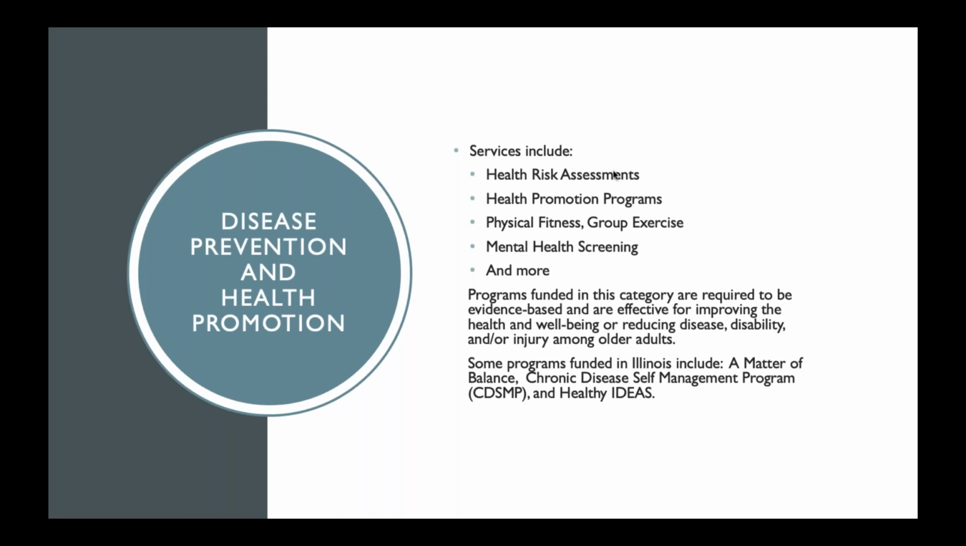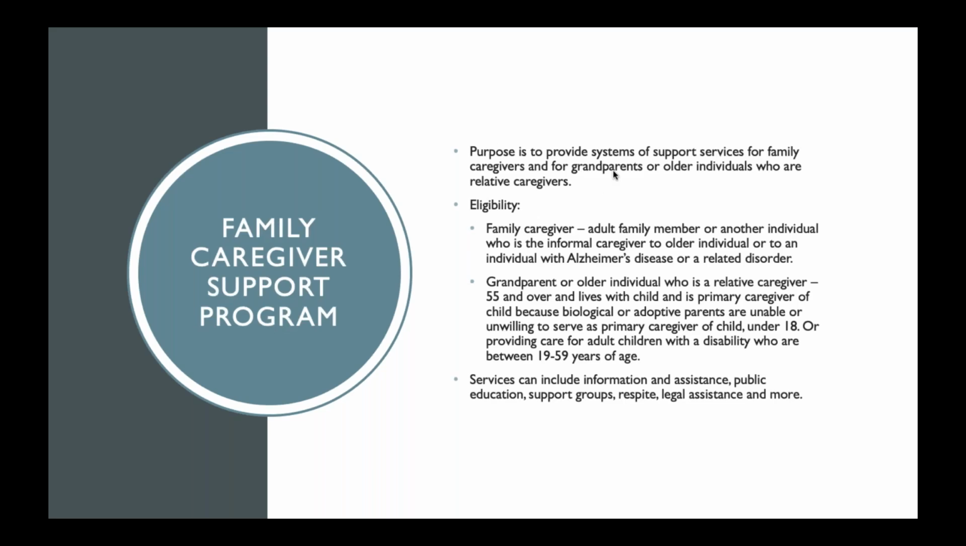The Family Caregiver Support Program, we also just refer to this as 3E if we've mentioned that before. So this program is specifically for informal caregivers of individuals over 60, grandparents raising grandchildren, or now referred to as grandparents or older individuals who are relative caregivers. You can also be a caregiver for an individual with Alzheimer's disease or a related disorder, even if they're not quite 60. So again, we touched on this earlier.